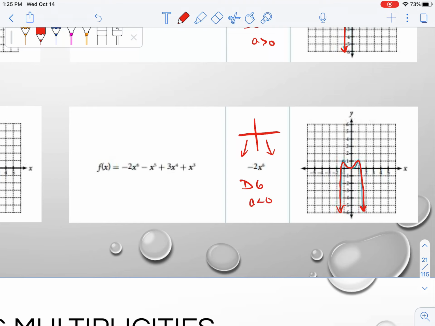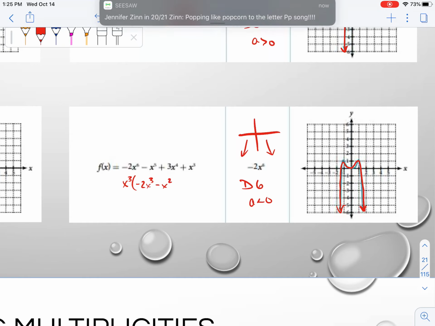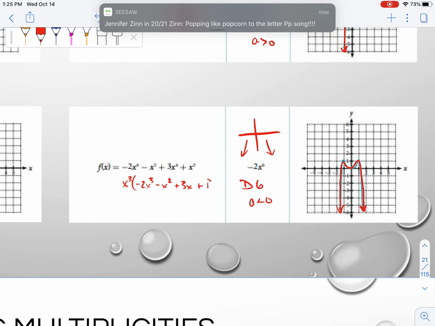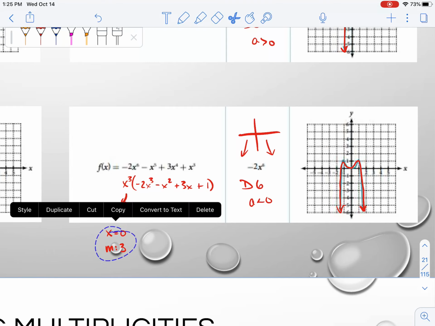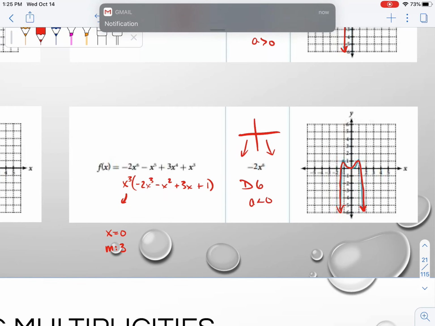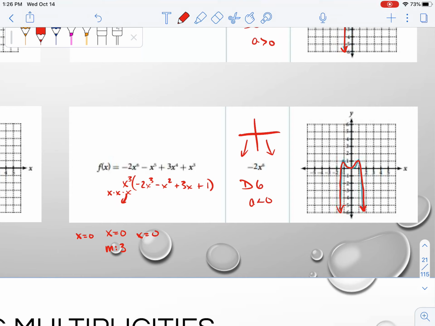If I don't have a constant, it also tells me that I'm going to at least have a GCF that's going to contain a 0. So here I have an x cubed term, so I could factor that x cubed out, and it would leave me with negative 2x cubed minus x squared plus 3x plus 1. This would give me that solution of x equals 0 with a multiplicity of 3, because since it's x to the third, really this is x times x times x, so I get x equals 0 3 times.